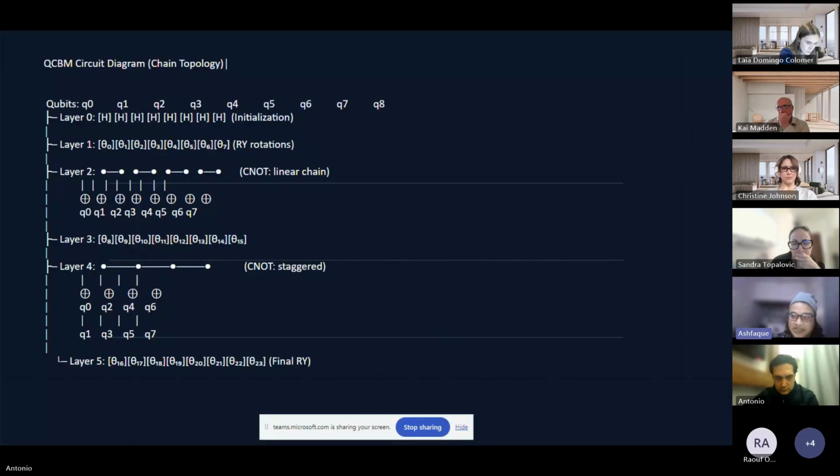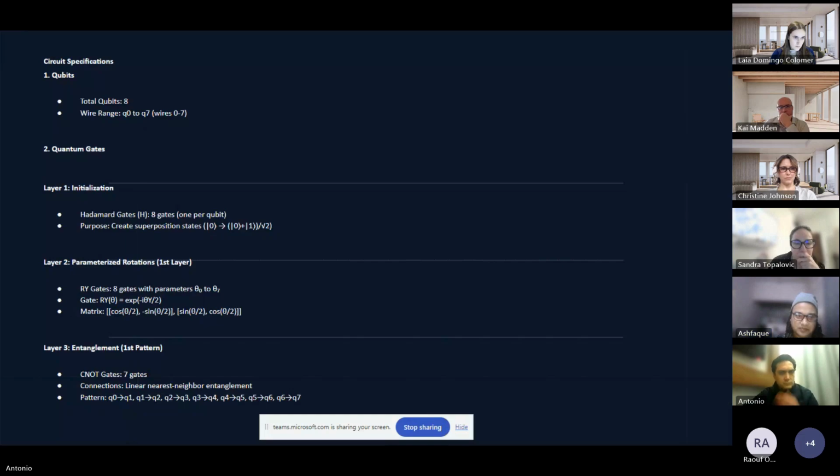So it's a chain topology that we use, wherein we have different layers. It's a bit similar to your classical neural networks in the sense that there are different layers of quantum gates here. And the idea is to optimize the rotation angles, the theta, across the rotation gates across layers. As you can see, there are 8 qubits, so there are 8 Hadamard gates, which help us create the superposition states. And then we have the rotational gates with these parameters, and we have the CNOT gates for entanglement.